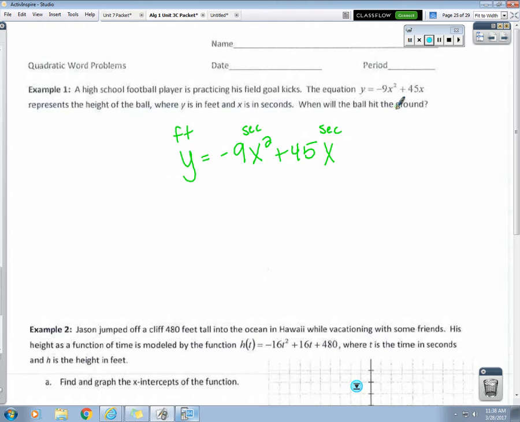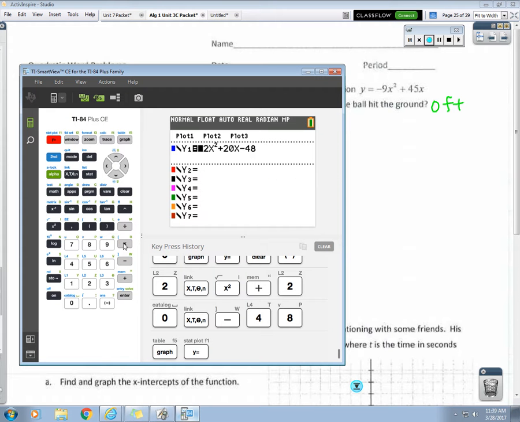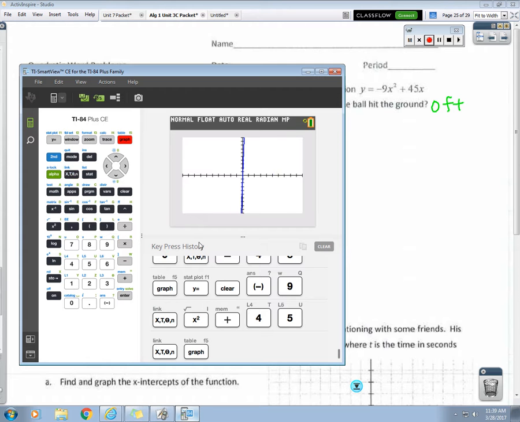Well, when the ball hits the ground, it's where? 0 feet. Well, where do we plug in 0? Y. Didn't we write feet above y? So that's where the 0 would go. When you just have 0 equals all that, couldn't you just graph that? So negative 9x squared plus 45x. Pay attention. Negative 9x squared plus 45x. And then you see it cross the x-axis where? At 0 and at 5.